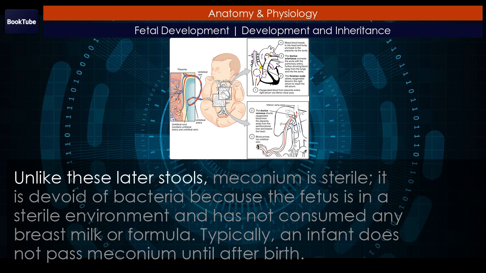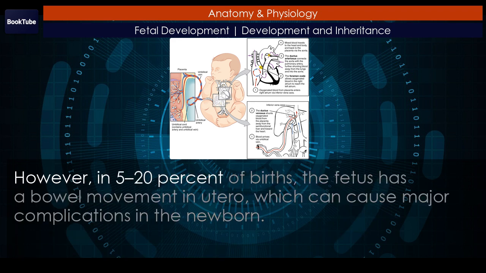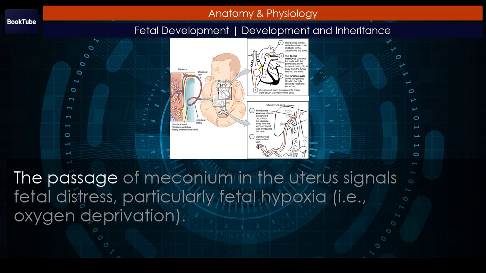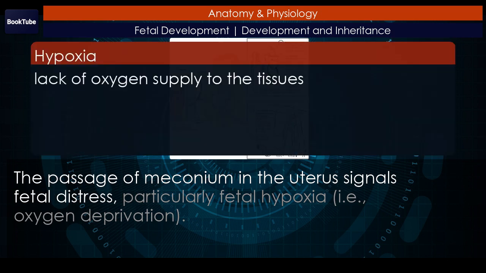Unlike these later stools, meconium is sterile. It is devoid of bacteria because the fetus is in a sterile environment and has not consumed any breast milk or formula. Typically, an infant does not pass meconium until after birth. However, in 5 to 20% of births, the fetus has a bowel movement in utero, which can cause major complications in the newborn. The passage of meconium in the uterus signals fetal distress, particularly fetal hypoxia, i.e., oxygen deprivation.